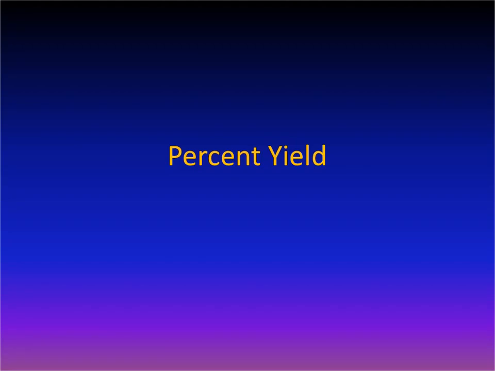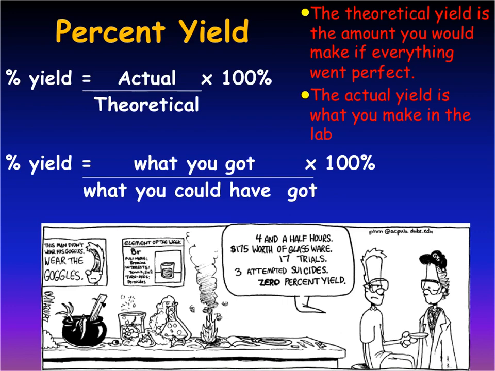All right, in this podcast, we're going to talk about percent yield. Basically, percent yield is the percentage of products that you were supposed to get based on your calculations that you actually did get. The formula for it is percent yield equals the actual yield divided by the theoretical yield times 100.